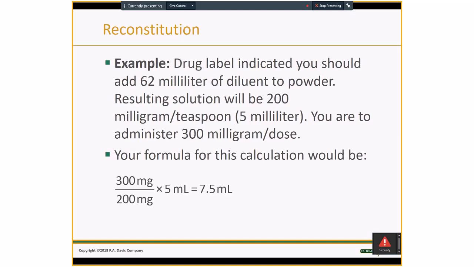But they should always tell you on the vial, it should always say, you know, inject 1 milliliter of sterile fluid, and this is what you'll end up with. Or whatever it says. This one says you add 62, which is kind of a lot, I think. But I guess if it was like an IV bag, it wouldn't be that much.